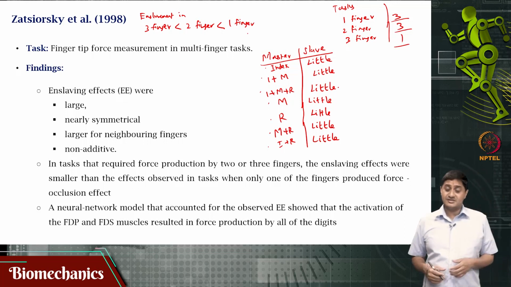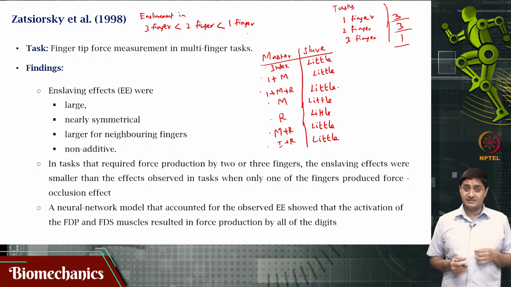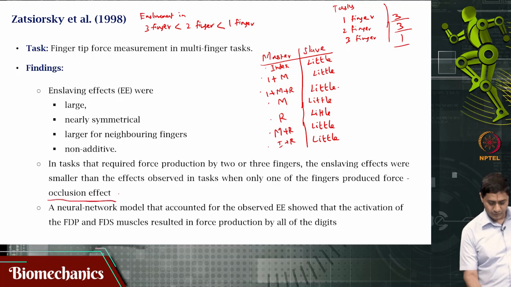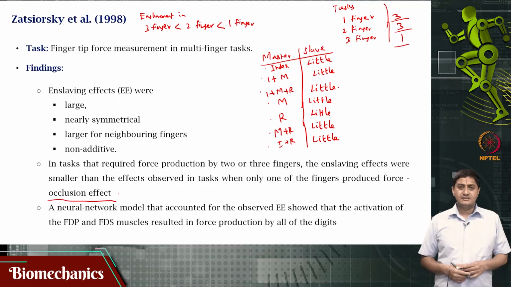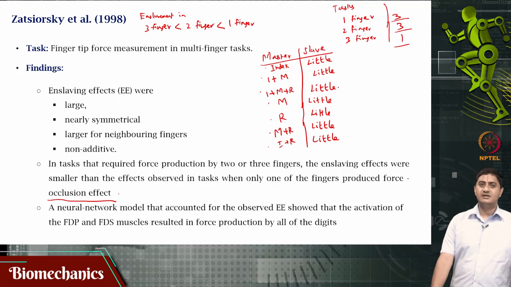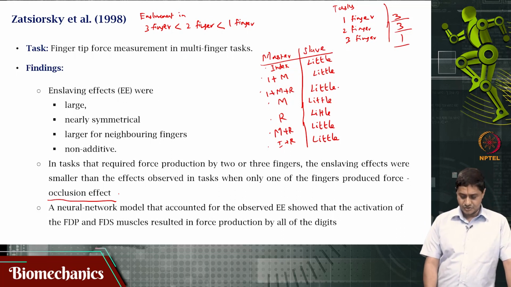When many fingers are explicitly involved in the task, the enslavement effect reduces. As the number of explicitly involved fingers increases, the enslavement effect reduces. This is called the occlusion effect.